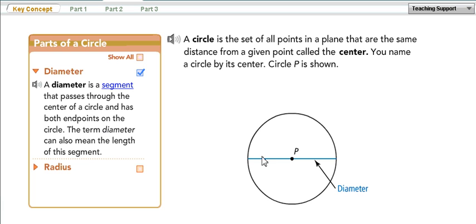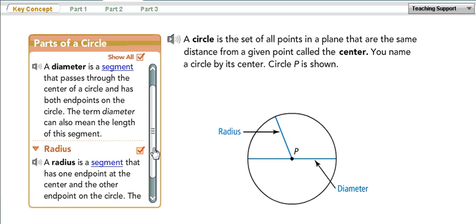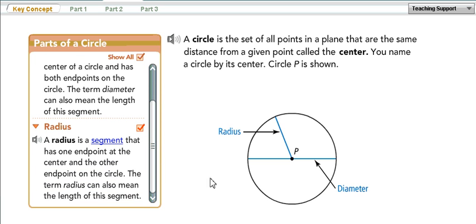The diameter is just a line segment. It has a beginning and an end. So let's look at the radius. The radius is also a line segment, and it has one endpoint on the side, and the other endpoint is on the center of the circle.